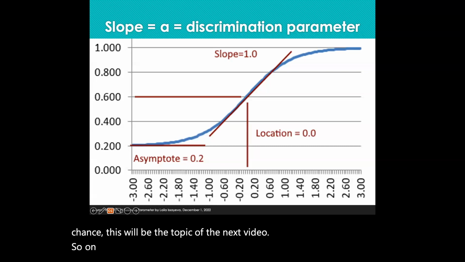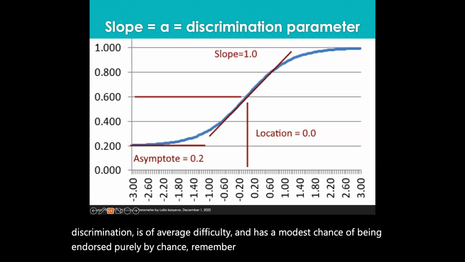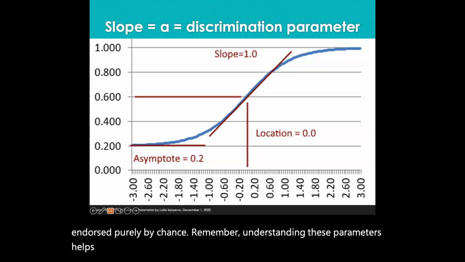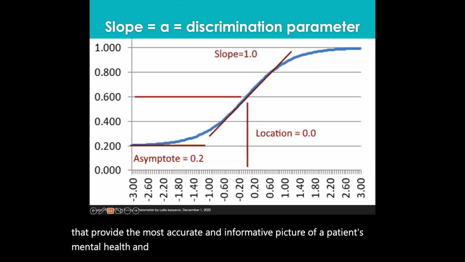So in sum, this item on our depression scale has a moderate level of discrimination, is of average difficulty, and has a modest chance of being endorsed purely by chance. Remember, understanding these parameters helps us create more effective clinical assessments. We strive to build tests that provide the most accurate and informative picture of a patient's mental health, and these parameters guide us in doing so.